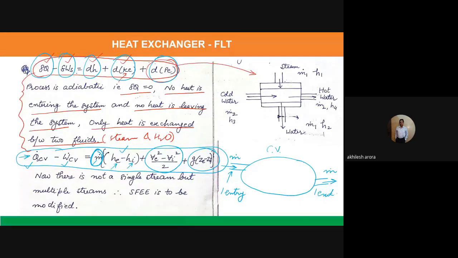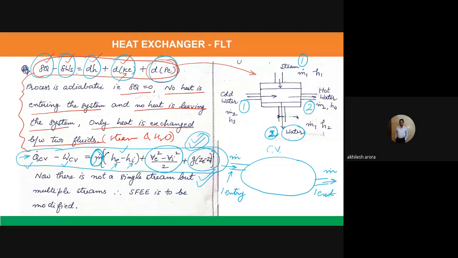But now if you see this heat exchanger, we have two entries. One entry is for the steam here, the other entry is for the cold water here. Similarly, we have two exits. One exit is here for the cold water, and this is the exit for the water which is being condensed from the steam. So there are two entries and two exits. So we have to modify this equation which we have written here. Now how we can modify it, let us see in the next slide.